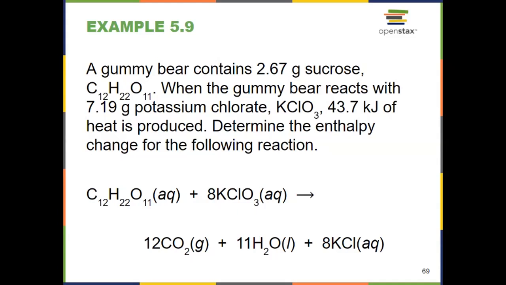Okay, so we have 2.67 grams of sucrose, 7.19 grams of potassium chlorate. We have to first calculate the limiting reactant. Okay, take both of those values, convert them to moles, pick one of the products, figure out how much I could make, whichever one makes less as the limiting reactant. Then I use that information to calculate the enthalpy change for the reaction. So pause the video now, give that a shot. Okay. Calculate the limiting reactant. Is it sucrose? Is it potassium chlorate?